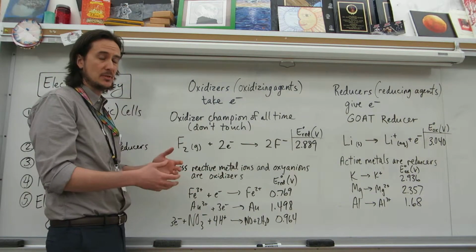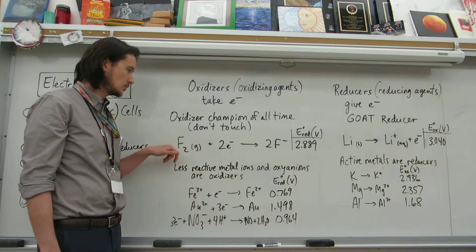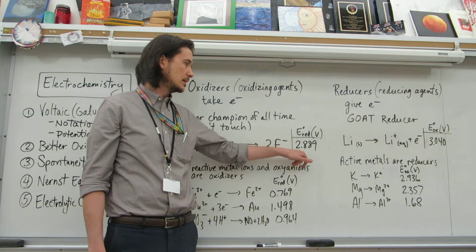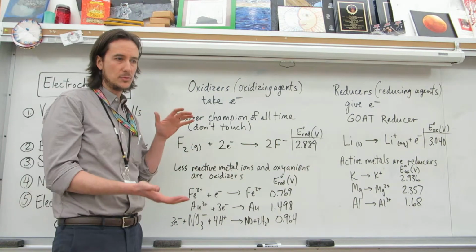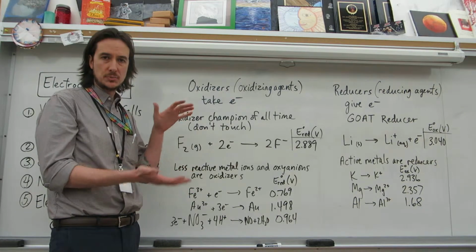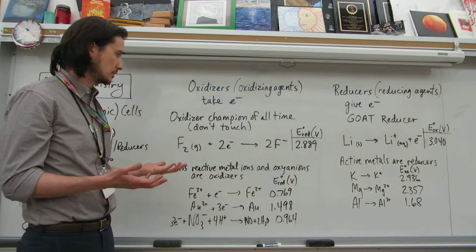So the best oxidizer that we have, or that exists, well, it's on any standard tables. Maybe they've invented something exotic, but the champ is fluorine. So fluorine plus 2 electrons, you get a reduction potential of 2.889. You'll see this at the bottom of your table of reduction potentials. So that's just going to happen, right?